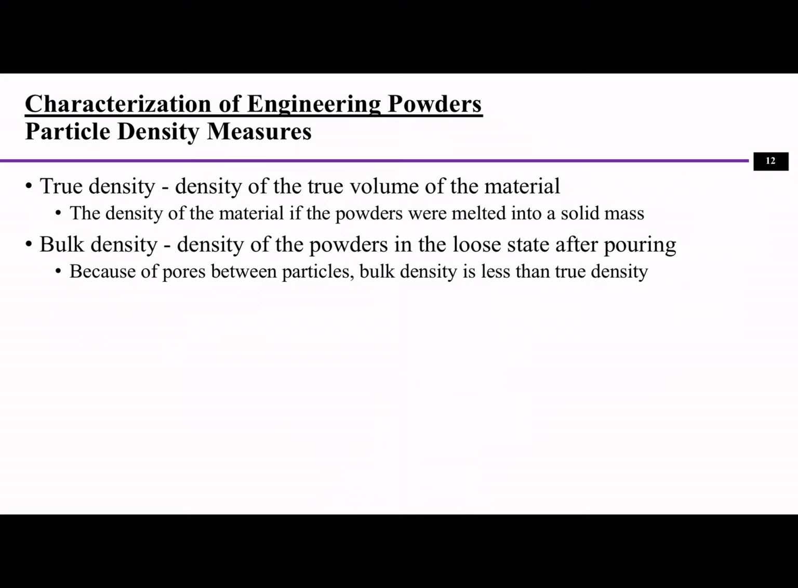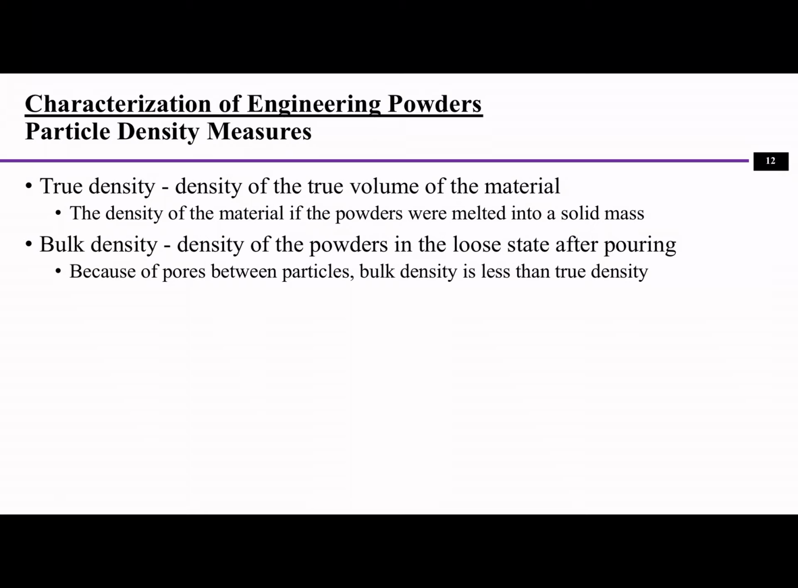Another characteristic of the powder particles is particle density. So for particle density, there are two concepts. One is true density, and the other one is bulk density. True density is the density of the true volume of the material. So what is the true volume of the material? That means if the powders are all melted into a solid mass, there won't be any gaps or pores between those particles, and it will form a kind of solid shape. So this is called true density.